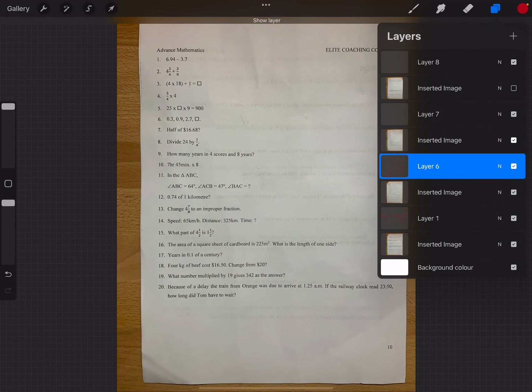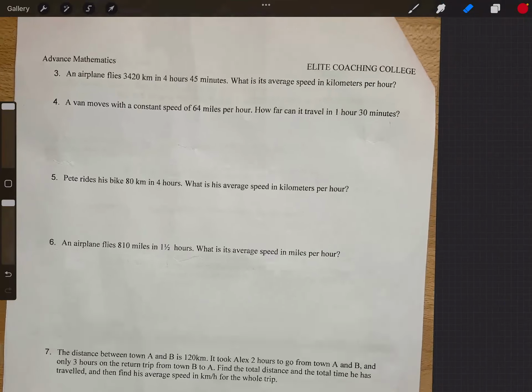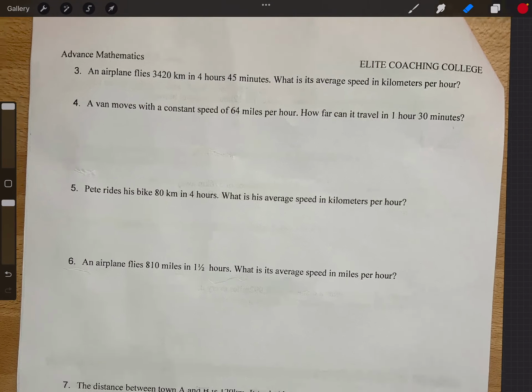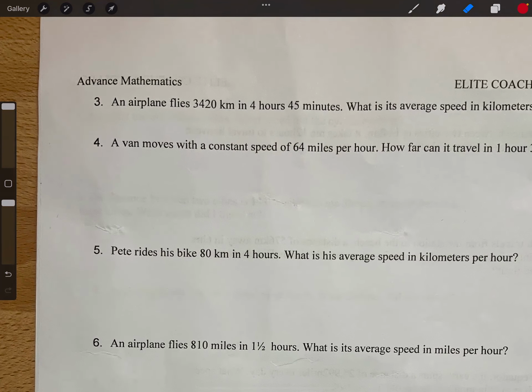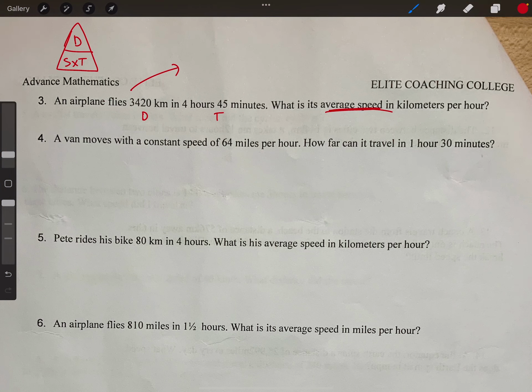On to the next page. An airplane flies 3,420 kilometers in 4 hours and 45 minutes. What is its average speed in kilometers per hour? So, what we're going to do is say the plane flies, okay, so this is the distance and this is the time. So the triangle is once again drawn, distance divided by speed times time, and we're asked to find the average speed. So we're looking for the speed.